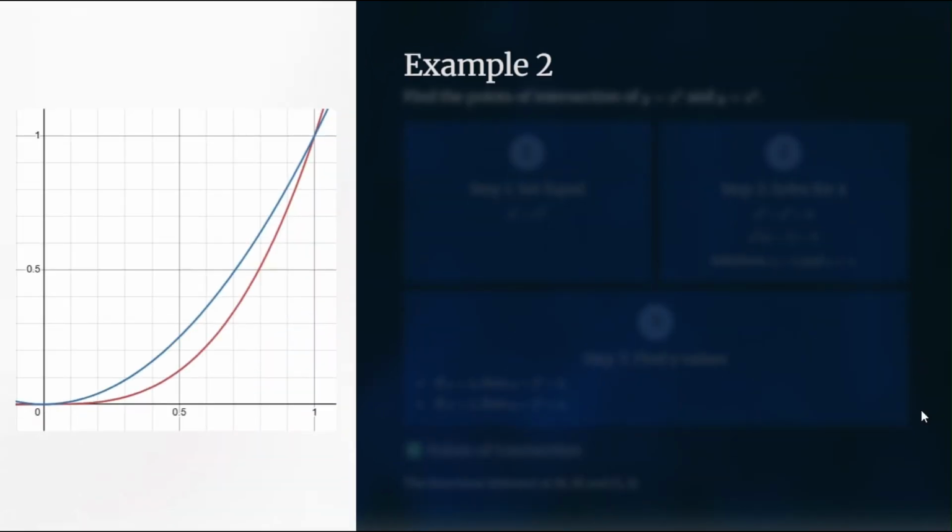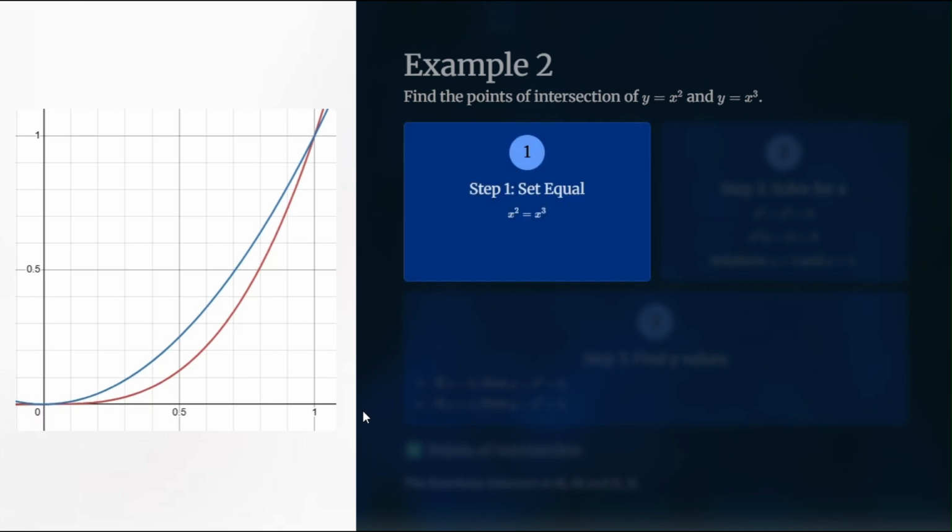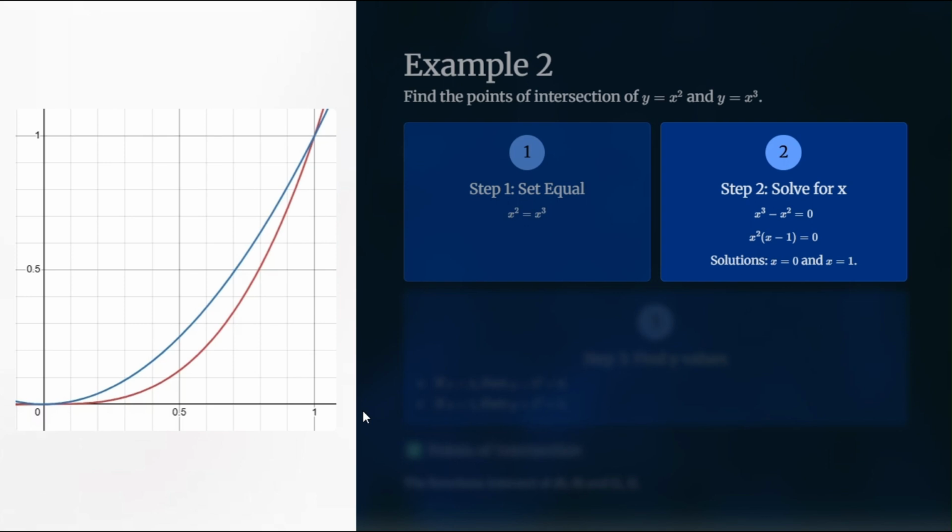In this next example, let's find the points of intersection of x squared and x cubed. So I drew the curves here. The first curve we have x squared in blue and then we have x cubed in red. Let's solve it algebraically. So first we'll let x squared be equal to x cubed, and then we want to solve for x. So if we subtract x squared from both sides, this becomes x cubed minus x squared equals 0. We can factor out an x squared, so x squared times x minus 1 equals 0.